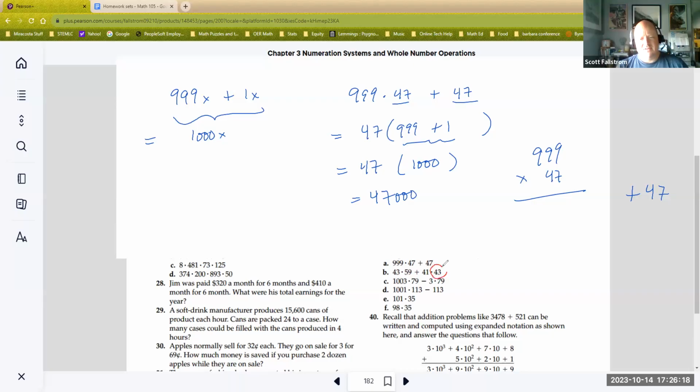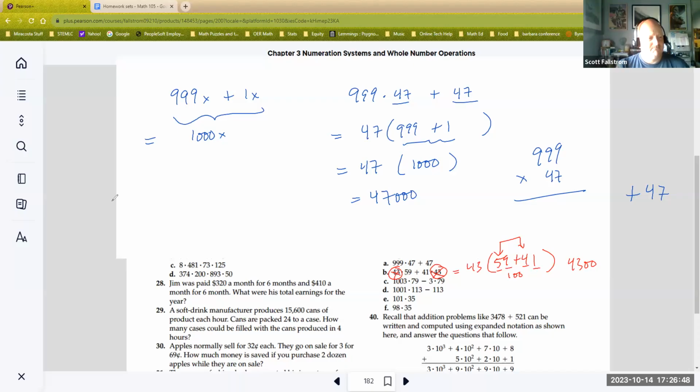The next problem, I see a 43 here. I see a 43 here. That's great. So that means I have 43 factored out, multiplied by what looks like 59 plus 41. And these are completely compatible numbers because 5 and 4 is 90, 9 and 1 is 10. That gives you 100. So this is just 100 times 43, which is 4,300. And I will absolutely be faster doing that than actually doing the multiplication and then adding things up.